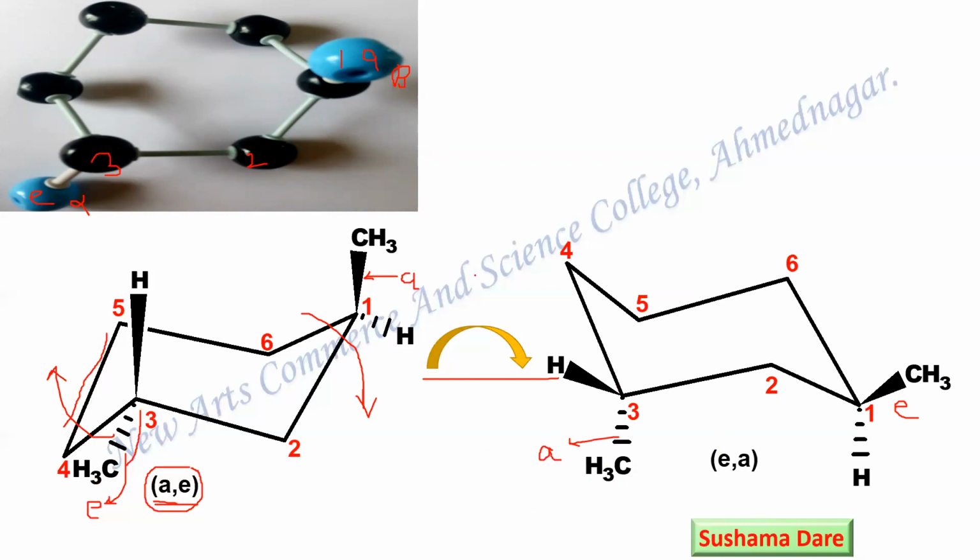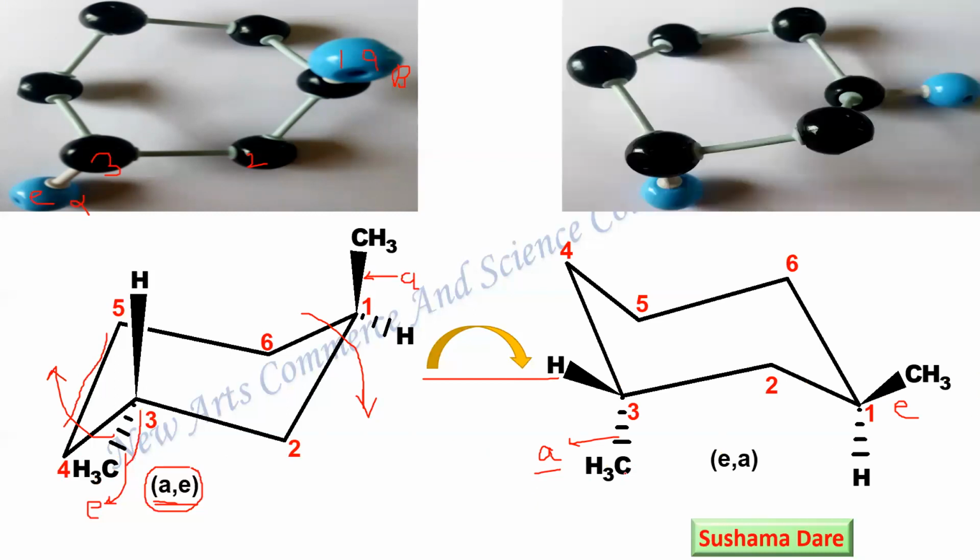So after flipping, the axial methyl changes to the equatorial methyl group, and the equatorial methyl group changes to the axial methyl group. But the beta remains beta and alpha remains alpha. So this is the ball and stick model of the same. Now the name of this conformer is equatorial axial.